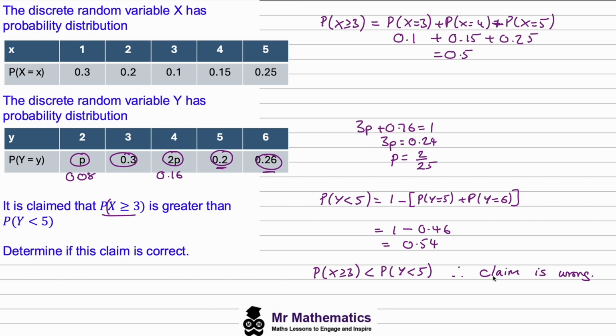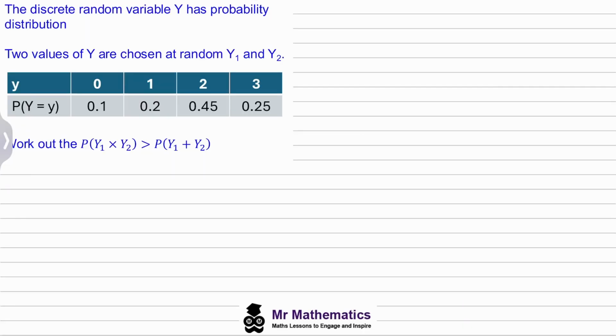Okay, let's try another question. Okay, so in our third question, we're told that the discrete random variable y has this probability distribution, and that two values of y are chosen, y1 and y2. We've been asked to work out the probability of their product being greater than their sum. So if you want to try this question yourself, you can pause the video and come back when you're ready.